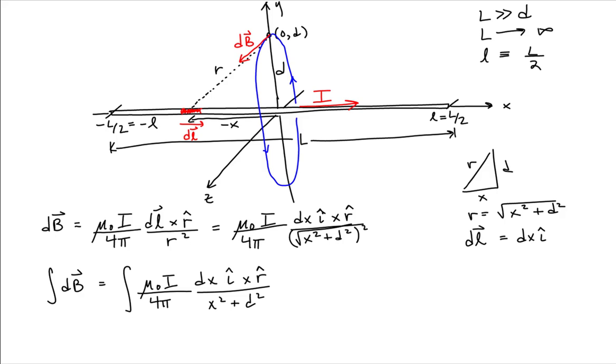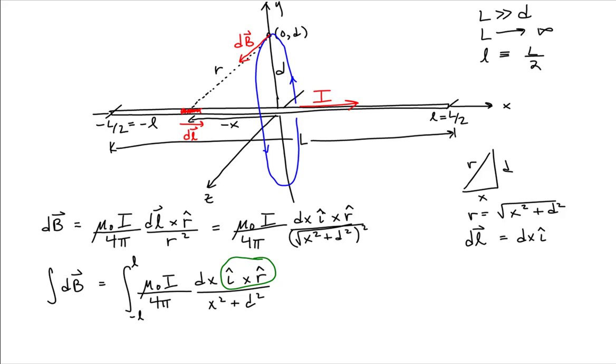Now, what are our limits of integration? Well, our limits of integration are based off of the geometry of the problem, and specifically the length of our wire. So since the integral is over dx, that means we're going to integrate from minus L, the left end of the wire, to L, the right end of the wire. So what we have to do now is decide what to do with this cross product here.